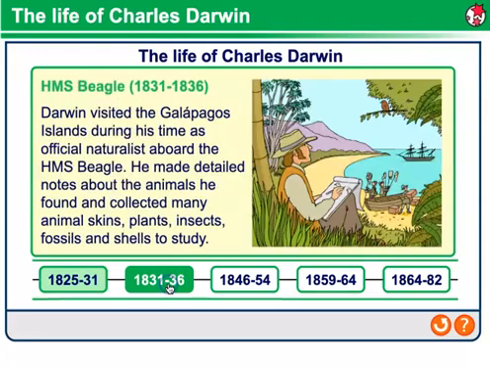From 1831 to 1836, he was the naturalist on the HMS Beagle. HMS stands for His Majesty's Ship. During this time, he visited the Galapagos Islands. He made detailed notes about the animals that he found, and he also collected specimens of animal skins, plants, and insects, along with fossils and shells while he was on this voyage. He was extremely good at keeping accurate and detailed notes.